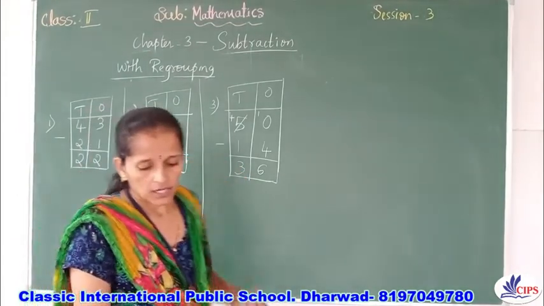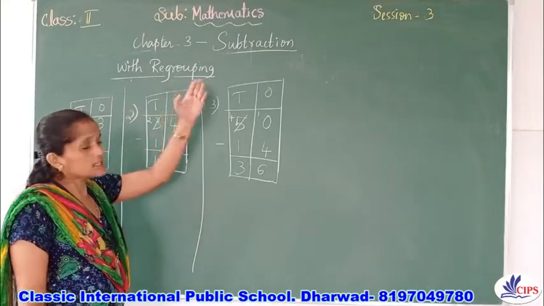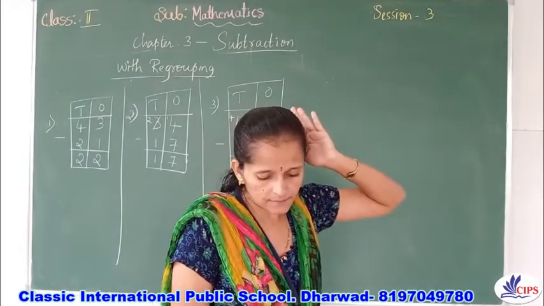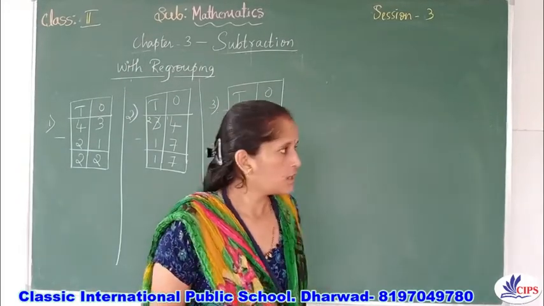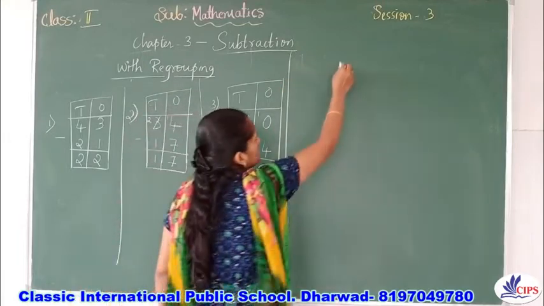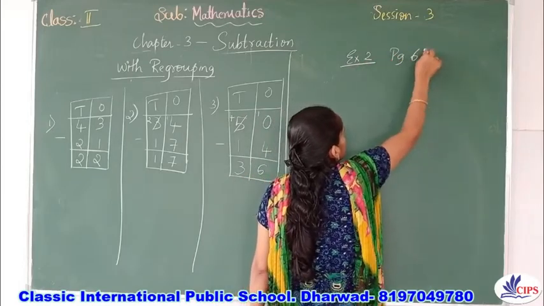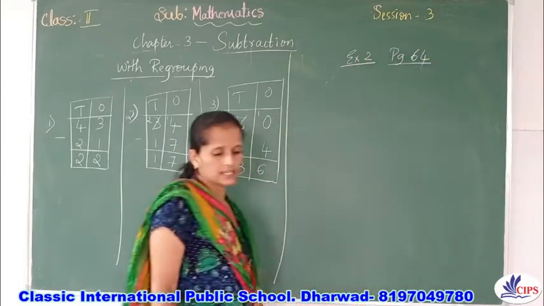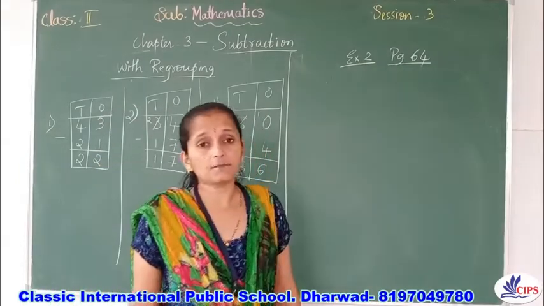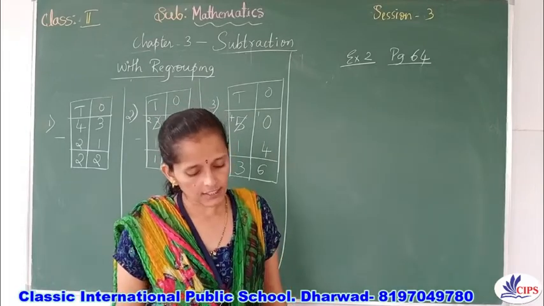Okay, now moving with respect to this, that is subtraction with regrouping, you have one small exercise in your textbook, that is exercise 2 on page number 64. You have around 12 examples. Let me do a few of them, and you can cover the rest in your textbook.